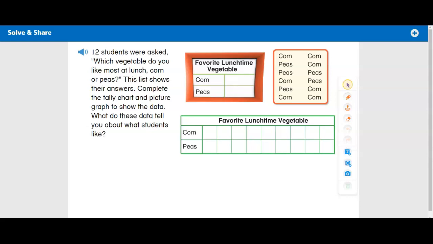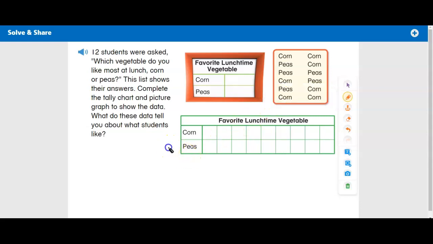It says 12 students were asked, which vegetable do you like most at lunch? Corn or peas? The list shows their answers. Complete the tally chart and picture graph to show the data. What do these data tell you about what students like? We are going to complete our Solve and Share together.